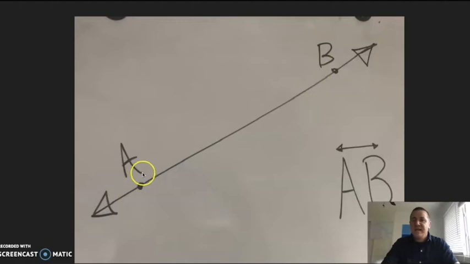Now, this line happens to have a point A on it and a point B on it, so we call this line, you guessed it, line AB. And if you look at the symbol for this larger figure, it's just the letters A and B with a little line and arrows in both directions.